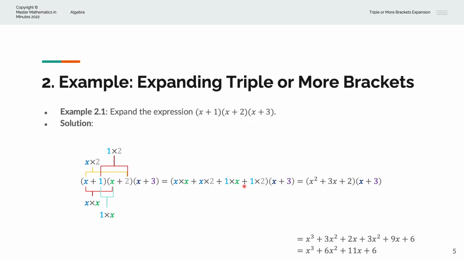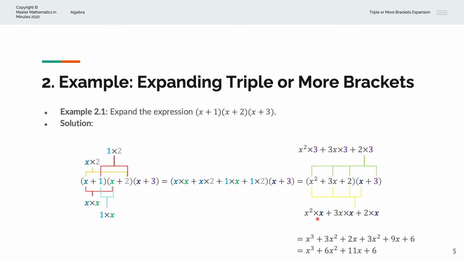We'll simplify the first bracket. So x multiplied by x is x squared, 2x plus 1x is 3x, 1 multiplied by 2 is 2, and we'll copy the (x + 3) across. So we'll multiply each of the terms in the first bracket by x, and that gives us x squared multiplied by x, 3x multiplied by x, and 2 multiplied by x. Similarly, we'll multiply each of these terms by 3, and that gives us x squared multiplied by 3, 3x multiplied by 3, and 2 multiplied by 3.